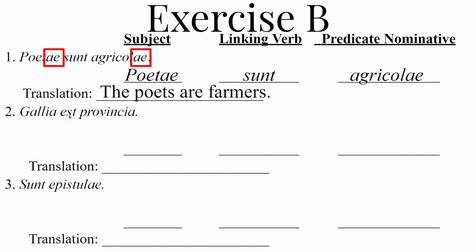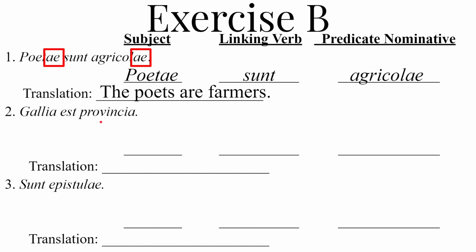Est is our linking verb. Go ahead and write est right here, and it's singular. So singular Gaul is, and then provincia, it's got that A nominative singular ending. So nominative singular subject, nominative singular predicate nominative. You should write Gallia est, and provincia is the predicate nominative. Translation, Gaul is a province.